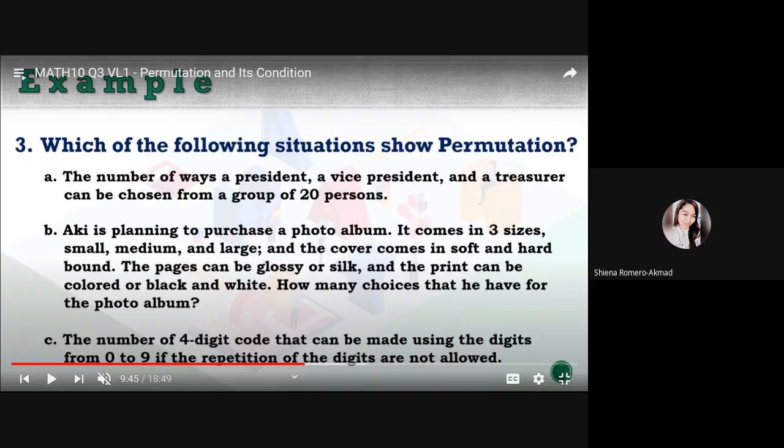My president earlier was Rob, then Jericho was the vice, Sila was the treasurer. Then I changed my mind, and suddenly I chose Sila as the president, Jericho as the vice, and Rob as the treasurer. Those two arrangements, are they the same or different? Different, of course. Totally different. That is why letter A is permutation. Because the order or the arrangement really matters.